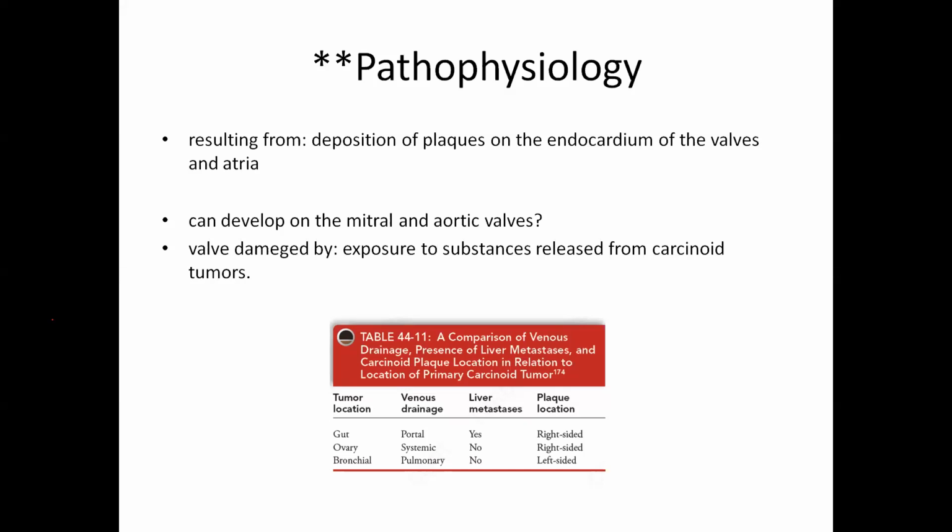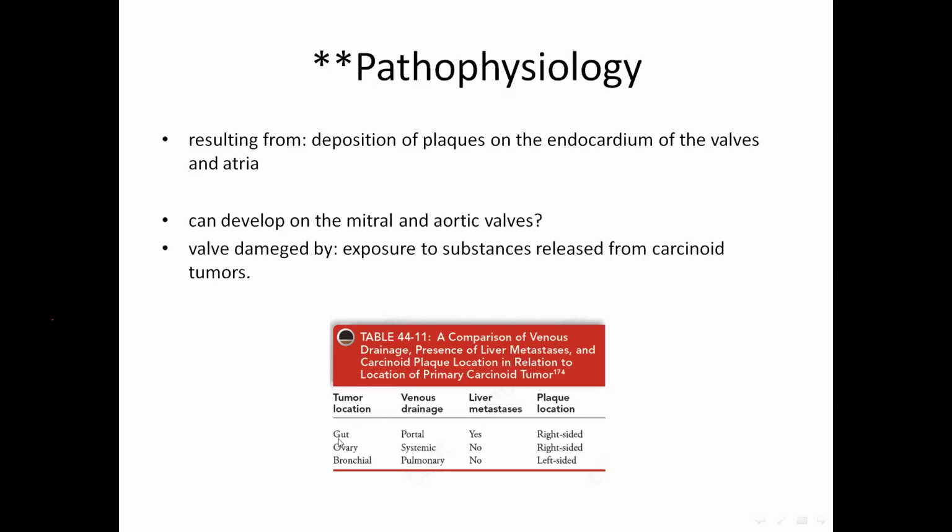For the valve damage, it occurs after exposure to substances released from the carcinoid tumor, which are serotonin and bradykinin. These are usually secreted by a neuroendocrine tumor, which is the carcinoid here, and are usually inactivated in the lung and liver. In this schedule, we will see the tumor location.